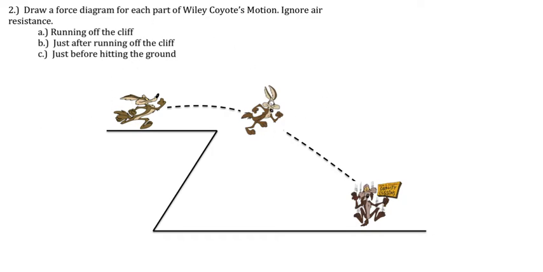Okay, problem number 2. It's a much shorter problem than problem number 1. It says, draw a force diagram for each part of Wile E. Coyote's motion. Ignore air resistance. So starting at when he's running off the cliff, on part B it's just after he's left the cliff, and then part C just before he hits the ground.